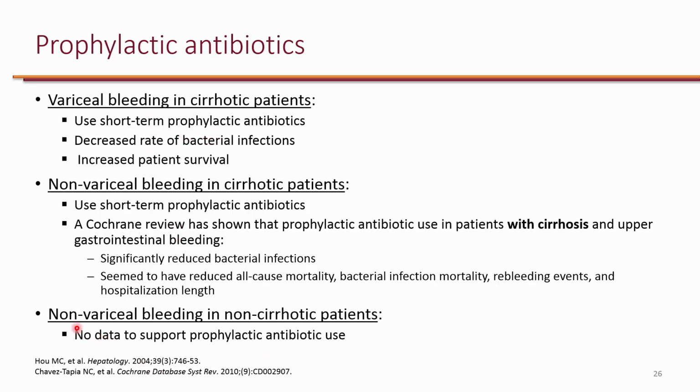Now, if someone has ulcer bleeding and they do not have cirrhosis, there is absolutely no data to support prophylactic antibiotic use. So if someone comes in with ulcer bleeding but they do not have cirrhosis, there's no need for antibiotics at this point. That concludes this presentation.